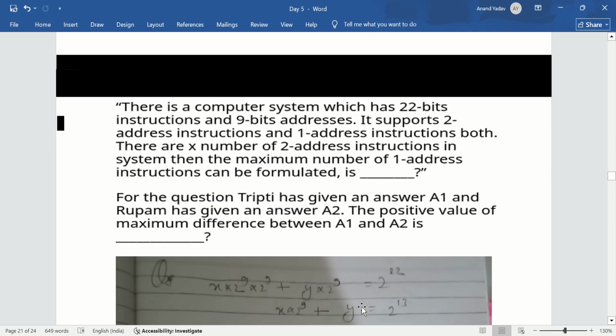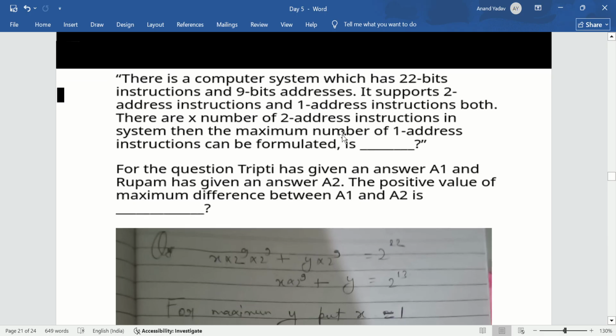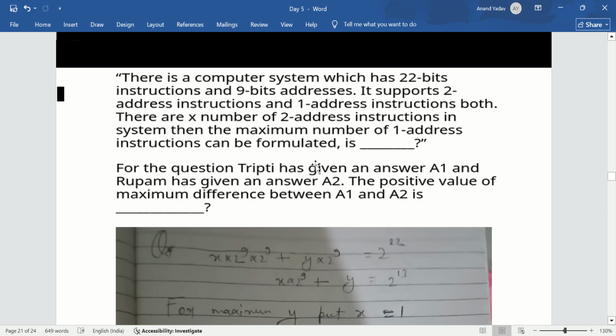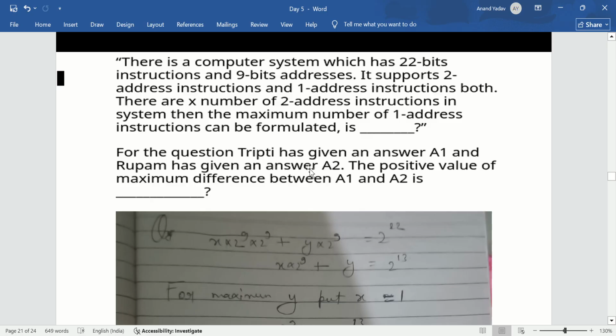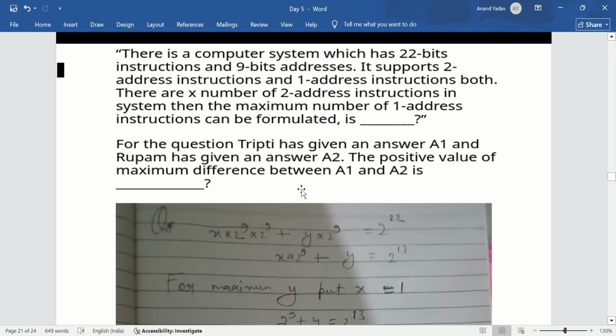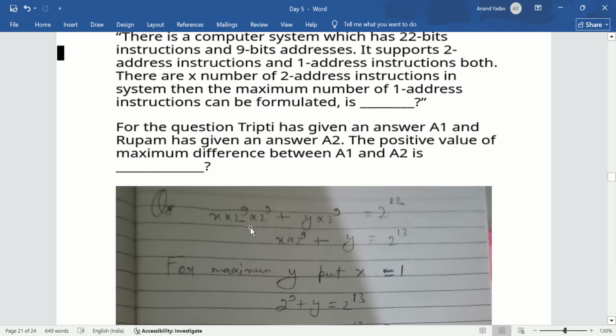Now next one is, there is a computer system which has 22-bit instruction and 9-bit address. It supports 2-address instructions and 1-address instructions. Both there are x number of 2-address instructions and the maximum number of 1-address instructions can be formulated. For the question, Tripti has given an answer A1 and Rupam has given the possible maximum difference. It will ask for maximum difference. So for this question I will solve by this way.